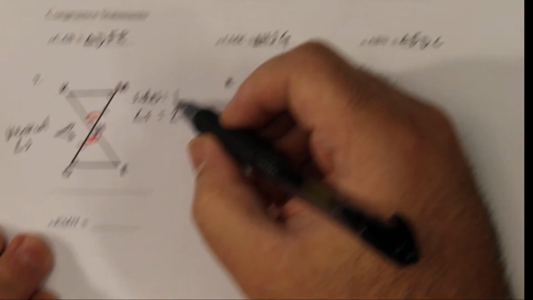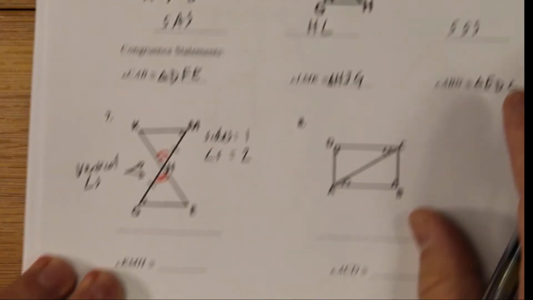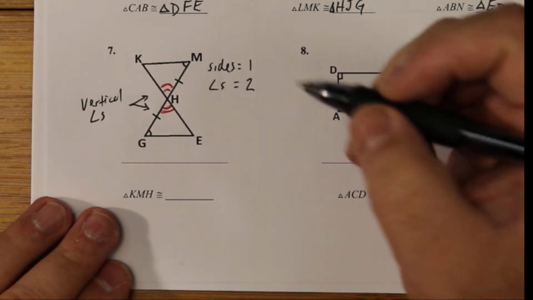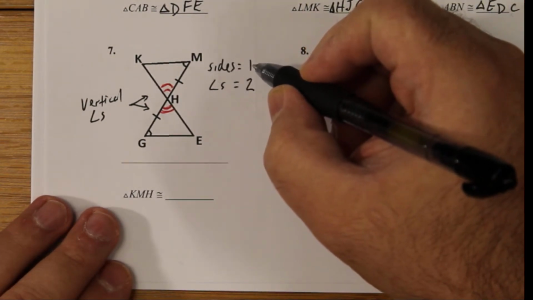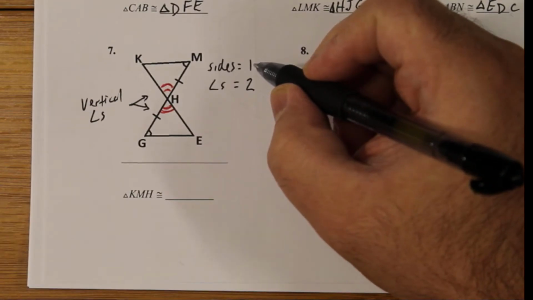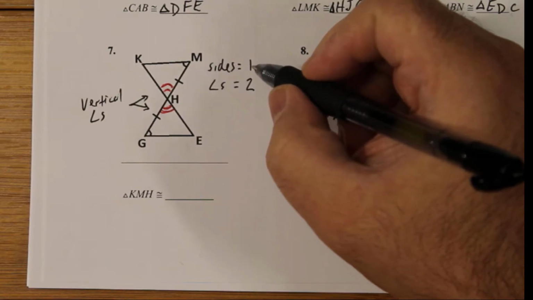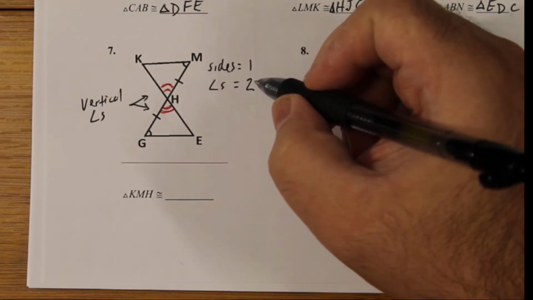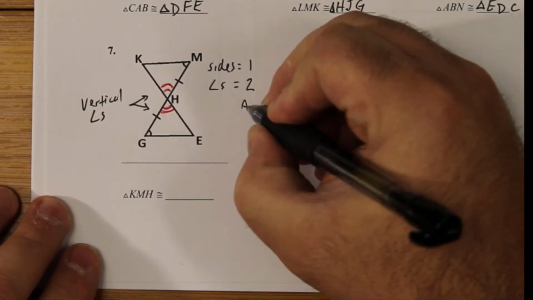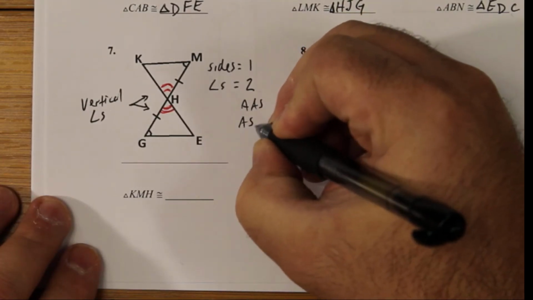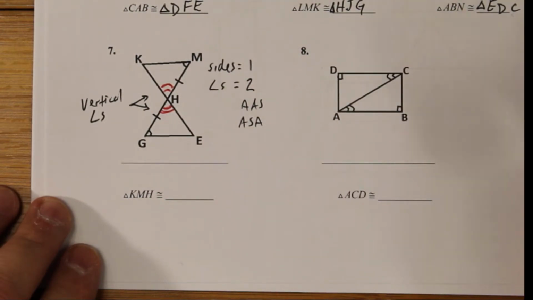Remember, we can look through our options. So we have these options over here. It's not side, side, side because we don't have 3 sides. It's not side, angle, side because we don't have 2 sides. We do have 2 angles and a side, so it could be angle, side, angle, or angle, angle, side. Those are the 2 options. Or if it's none of those, then it'd be NEI, but it's going to be one of those.